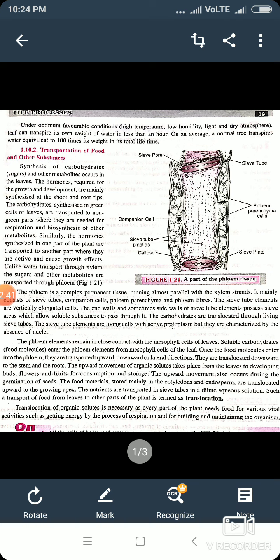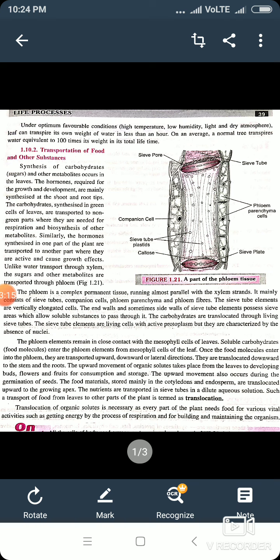In my previous video, I had shown you the diagram of sieve tube and companion cell. On the screen also, you can see the diagram of sieve tube and companion cell. We already know that sieve tube and companion cell are the two main cells which help in the transportation of food in plants.